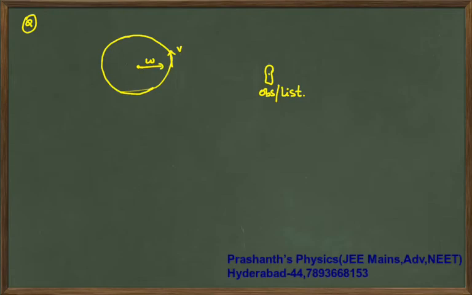Okay, now what will happen is, if this radius is r like this, they could ask you questions like this: find maximum or minimum frequency possible. They can ask you like this.